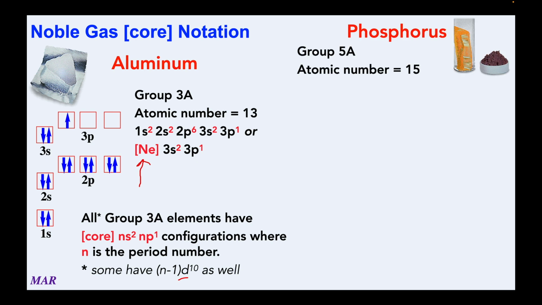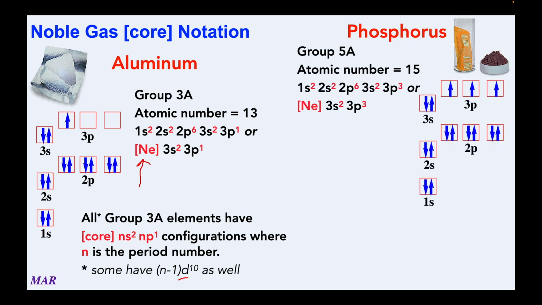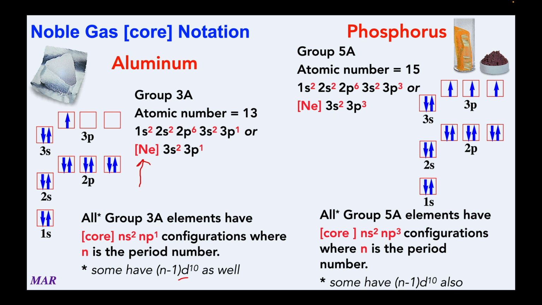Phosphorus has a total of 15 electrons. It's group 5A: 1s2, 2s2, 2p6, 3s2, 3p3, which is a lot of words. Or you could just say neon 3s2, 3p3, and that's why scientists like it. So this is another example. Everything in group 5A has an ns2 np3 outer configuration. Some of them have d's. We'll talk about that later. But anyway, it is kind of neat. And this is why everything in the same group kind of reacts the same.